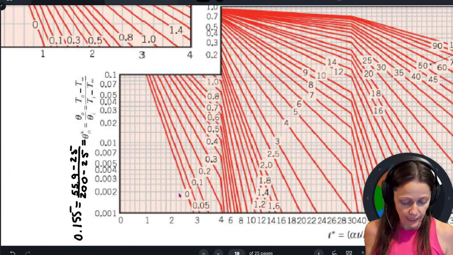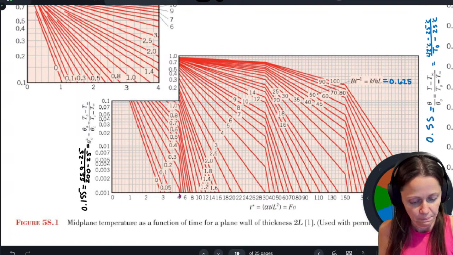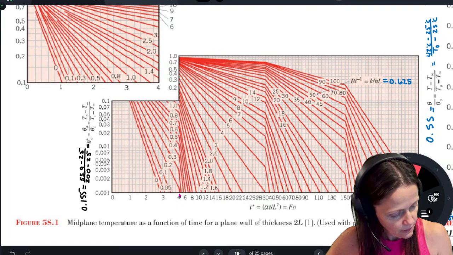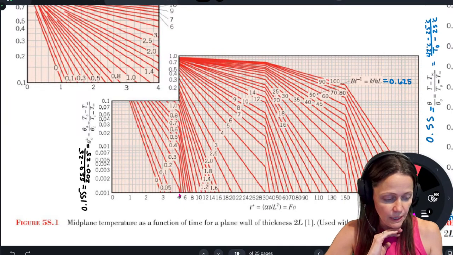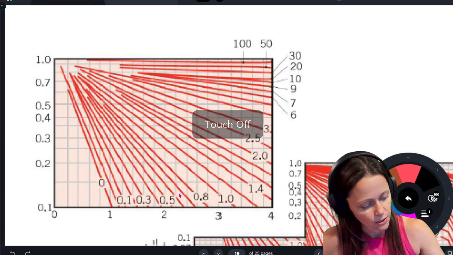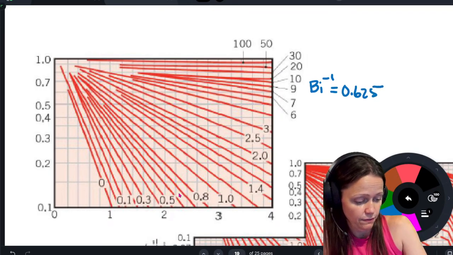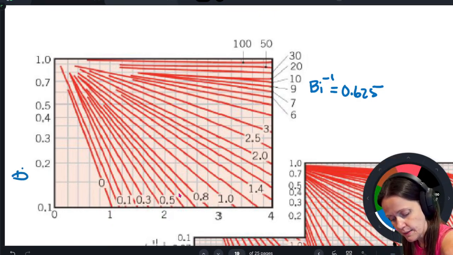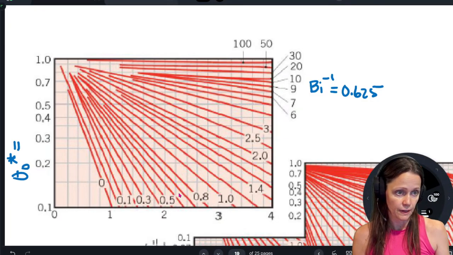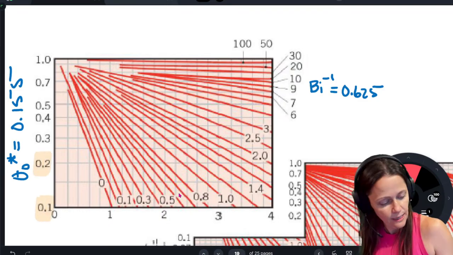So now, armed with that value of 0.155, and we'll have to go up a little bit, and the fact that our Biot number is 0.625, or the inverse Biot number is 0.625, I'm going to zoom on over here. Okay. So, inverse Biot number 0.625, this theta naught star, 0.155, yep. So that's clearly going to be between this guy and this guy, but where is it going to be?